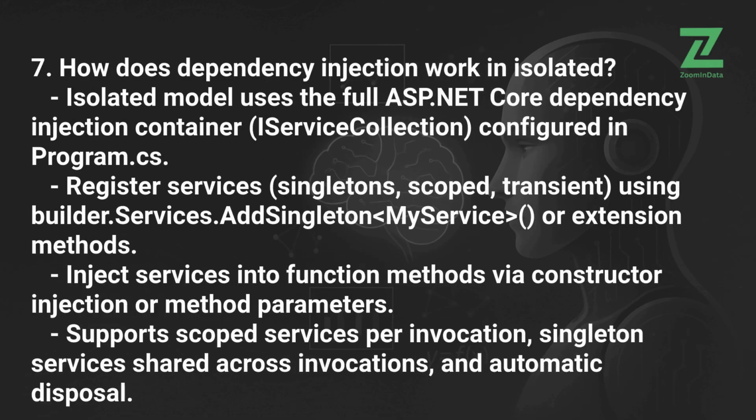7. How does dependency injection work in isolated? Isolated model uses the full ASP.NET Core dependency injection container, IServiceCollection, configured in Program.cs. Register services, singletons, scoped, transient, using builder.Services.AddSingleton<MyService>, or extension methods. Inject services into function methods via constructor injection or method parameters. Supports scoped services per invocation, singleton services shared across invocations, and automatic disposal.